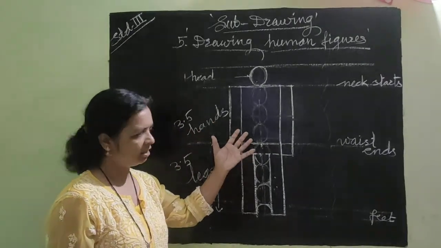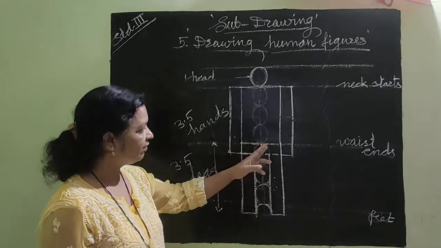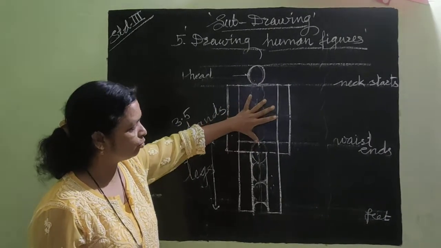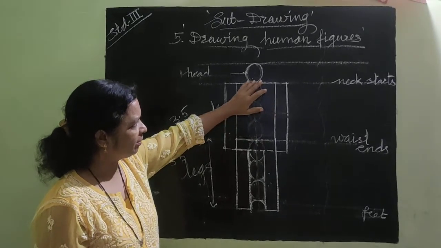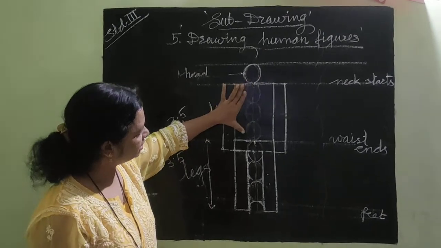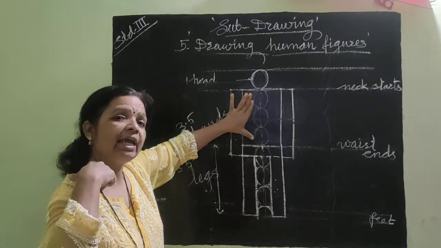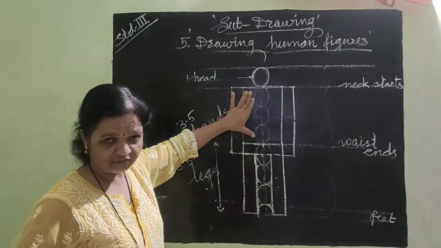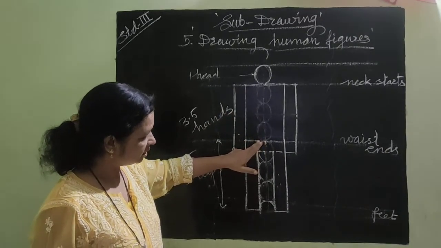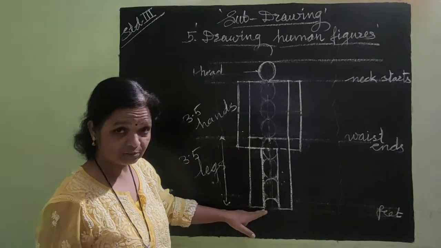3.5 heads we use for hands and 3.5 for legs. The waist completes after 1, 2, 3, 4. After 3 heads, when we keep the head aside, we have to use only 3 heads length from starting at the neck up to the waist's ending point, and the last point is our feet only.